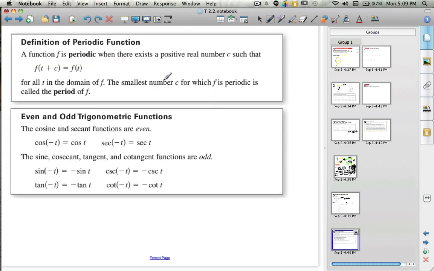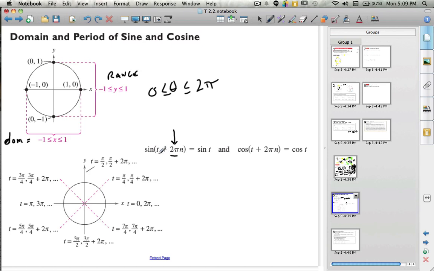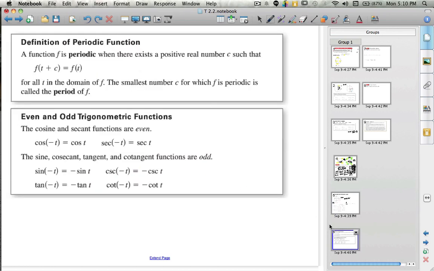A periodic function is a function that repeats over a period. A function f is periodic when there exists a positive real number c such that the function of t plus c equals the function of t. And if you go back, that's what we're talking about here. The function of an angle is equal to the full trip around the circle times the number of times you go around the circle. So 2 pi becomes a significant part of the period dealing with the unit circle. In other functions, it might be a different value.